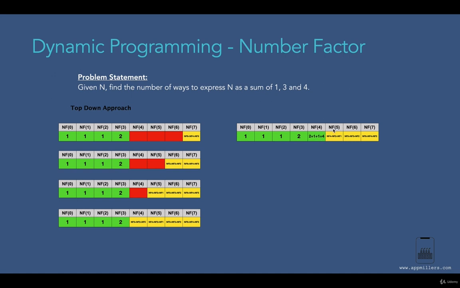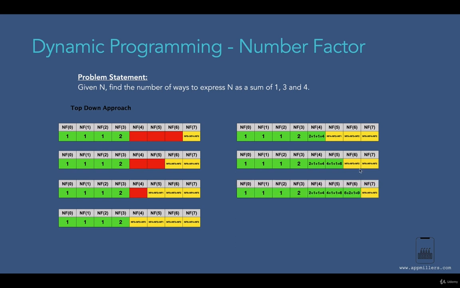Now based on this result, we can calculate number factor 5. So if we calculate it for number factor 5, it's going to be like this. So 4 is coming from number factor 4, then 1 is coming from number factor 2, then 1 is coming from number factor 1 over here. So the result is 6.